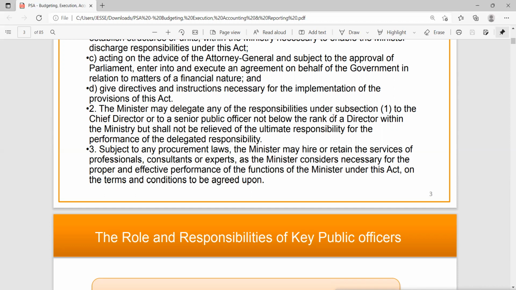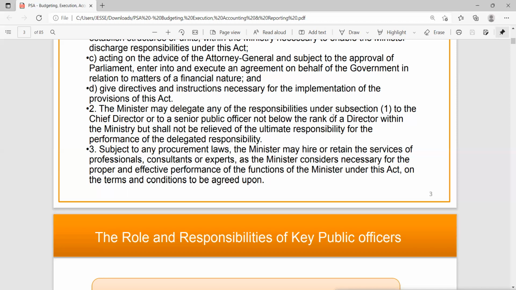Very crucial. So you can delegate, and look at the people the minister can delegate to: the chief director or to a senior public officer, and a senior public officer who is not below the rank of a director. It's very, very key. So the minister has delegatory powers.